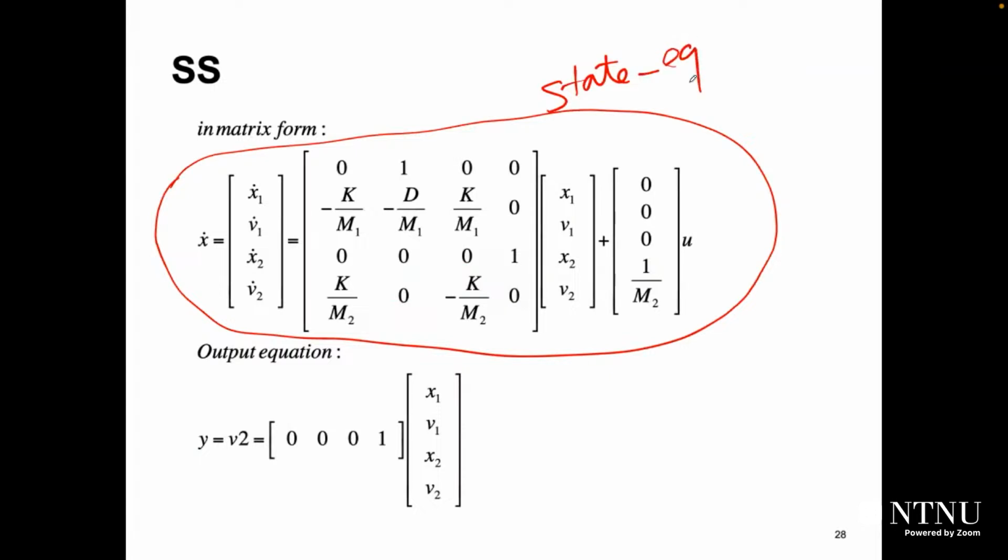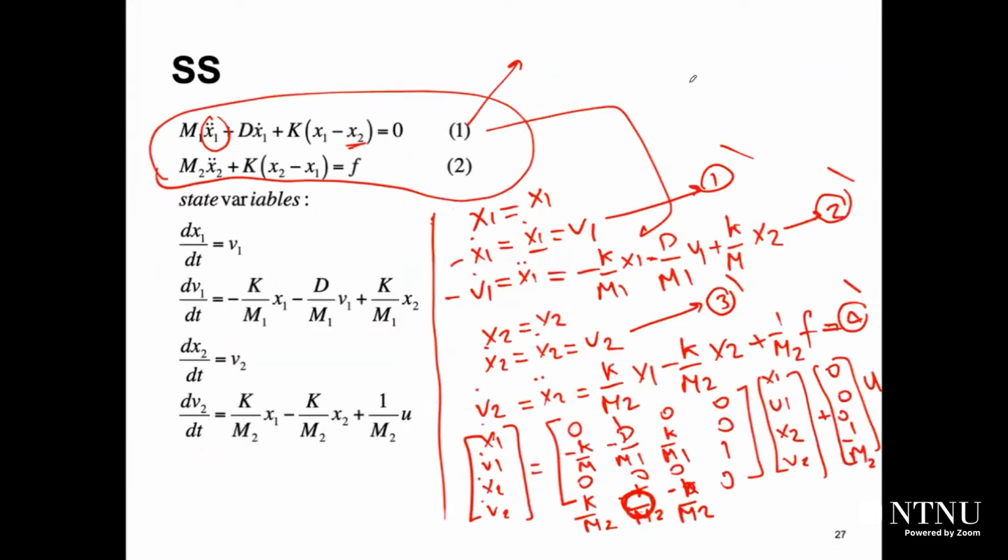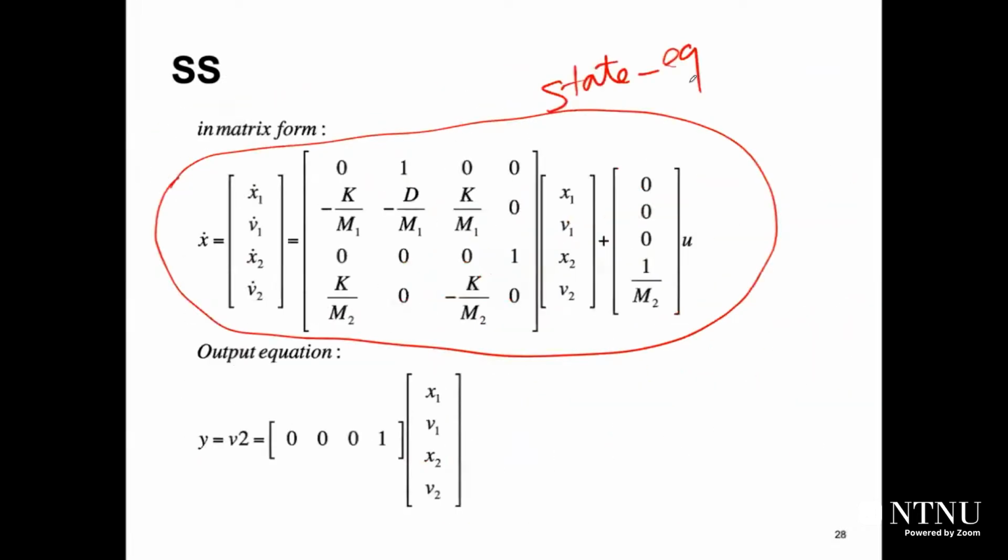This is the fingerprint of your system. Oops, so we did it correctly. Yes, this is the state equation which will describe your system. Your system has 4 states. Those 4 states are x1, v1, x2, and v2. In fact, they are the displacement of m1, the speed of m1, the displacement of m2, and the speed of m2.